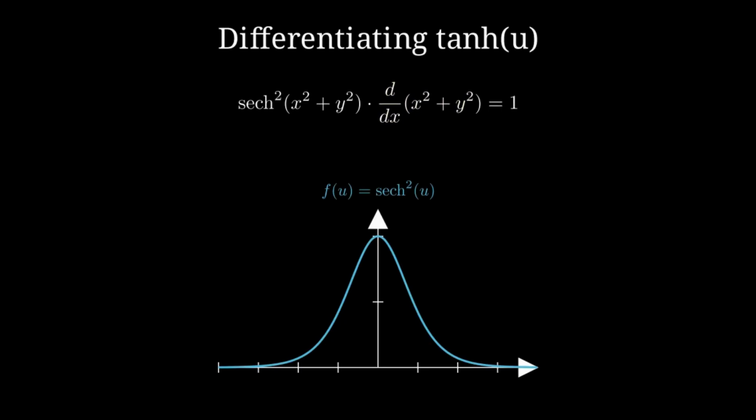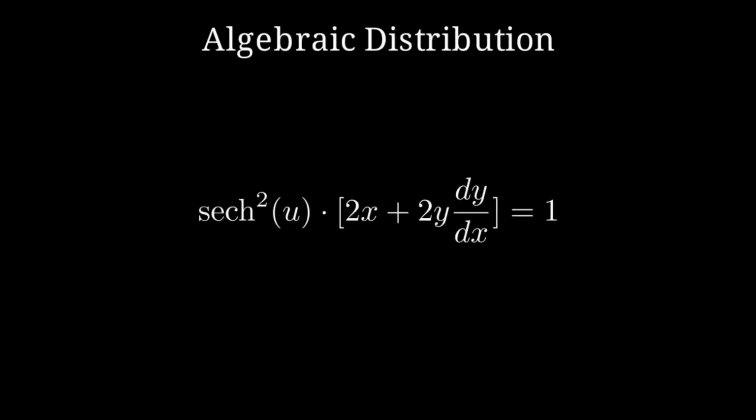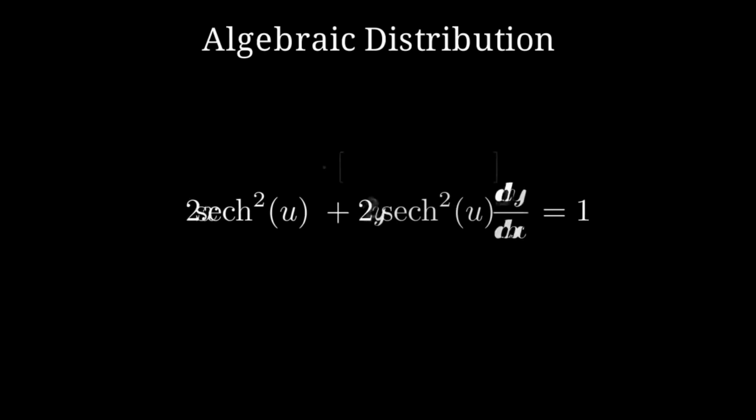Let's expand the derivative of the inner quadratic expression. Differentiating x squared gives 2x. Differentiating y squared gives 2y times dy/dx, again applying the chain rule because y is a function of x. We now have an equation where dy/dx is embedded within a set of parentheses. To isolate dy/dx, we distribute the sech squared term to both parts of the addition inside the brackets. This separates the term with our target derivative from the term that only contains x and y, allowing us to move it to the other side.